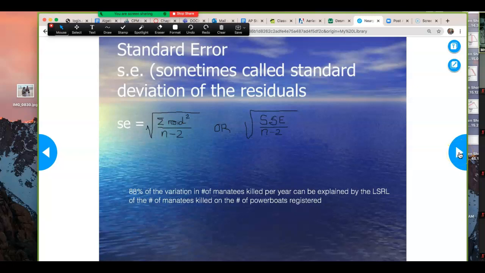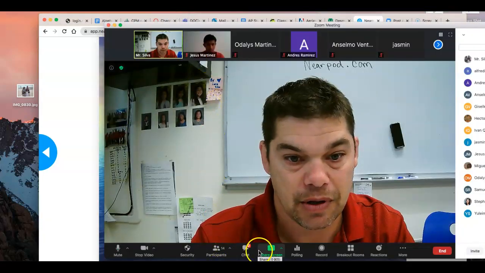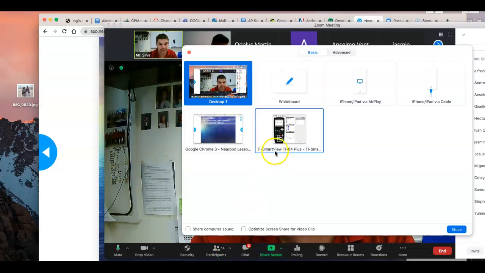Standard deviation doesn't come up that much, but to calculate the standard deviation S, you usually have to do a linear regression t-test to find S, or you can calculate it. I'm going to do it on the calculator real quick, just in case.